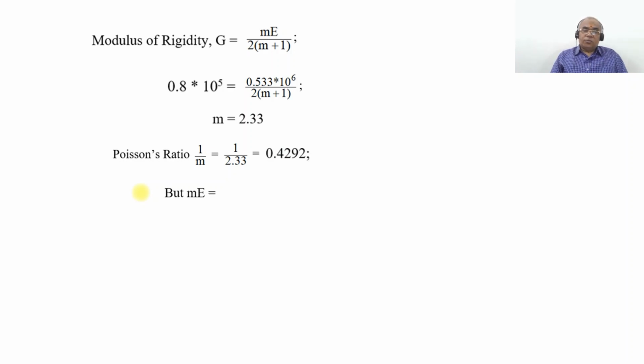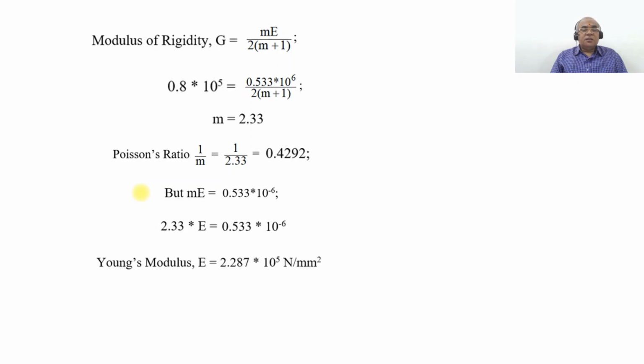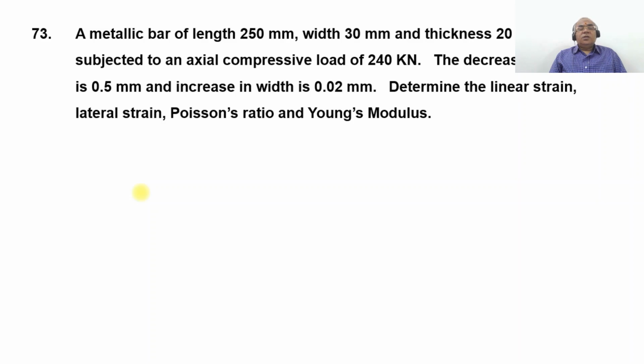Once you get the Poisson's ratio, what is mE? mE is 0.533 into 10 to the power of 6. But you know the value of 1 by m, which is 0.4292, and m we know is 2.33. So 2.33 into E is equal to 0.533 into 10 to the power of 6. Therefore, Young's modulus E will be equal to 2.287 into 10 to the power of 5 Newton per mm square.